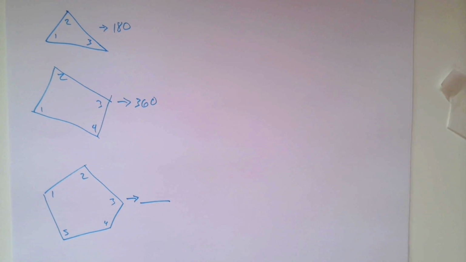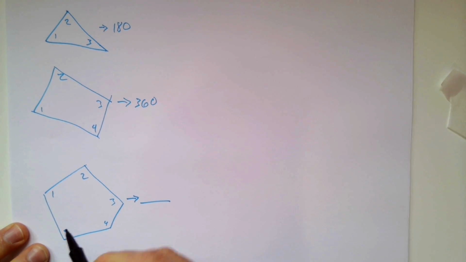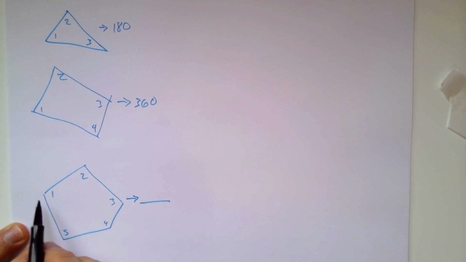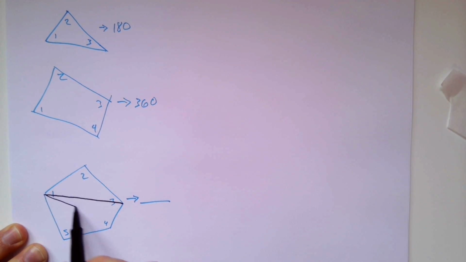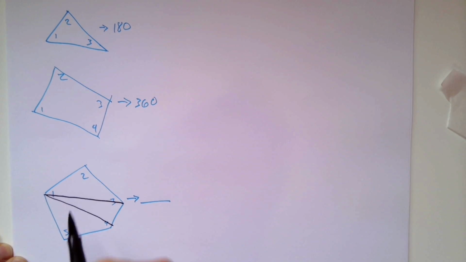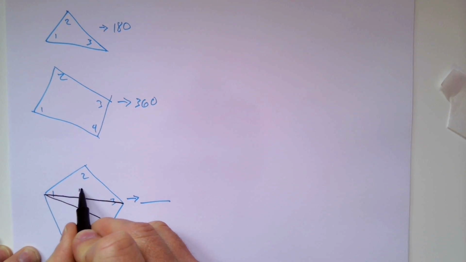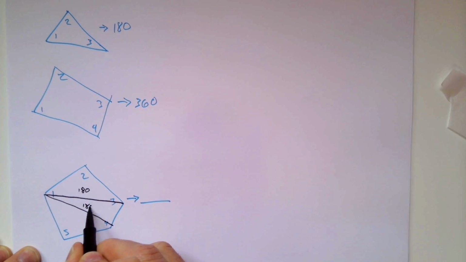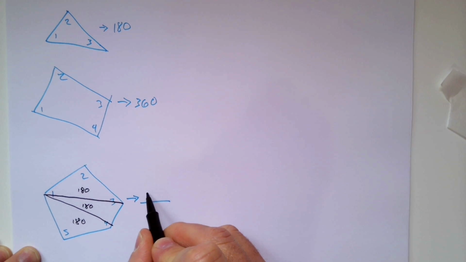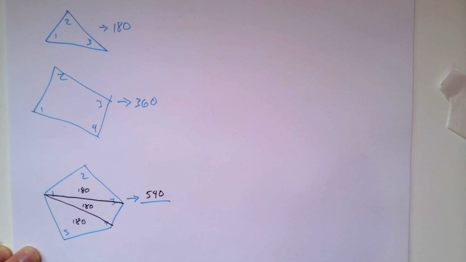And there's 2 different ways we can look at this one, right? So first way, I'm going to draw this one way and then we'll draw it another way. First one is I'm going to pick one of these vertices. Let's just say 1. And when I do that, I can draw a diagonal there and a diagonal there. Now I have 1, 2, 3 triangles. This one had 180 degrees. This one had 180 degrees. This one has 180 degrees. So that gives us 540.